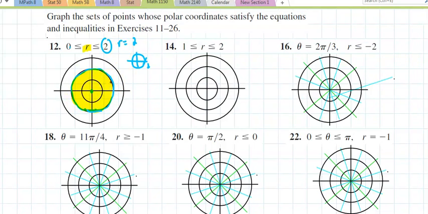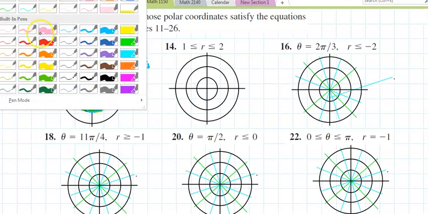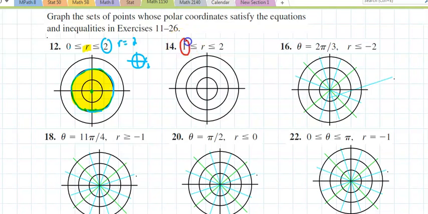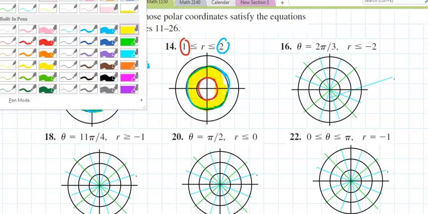I'm going to add something at the end. Here, this says r is bigger than 1. Well, there's 1. There's 2. It's saying r is between 1 and 2. It turns out if you want to use circles, polar coordinates are a lot more efficient than rectangular coordinates in so many ways.